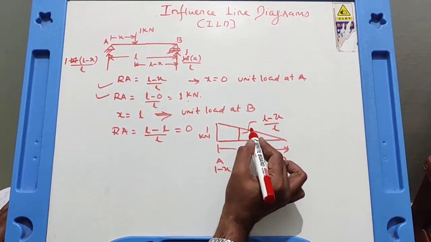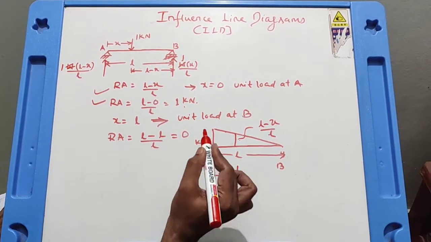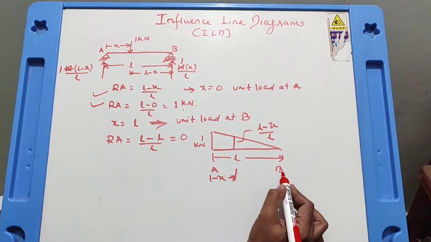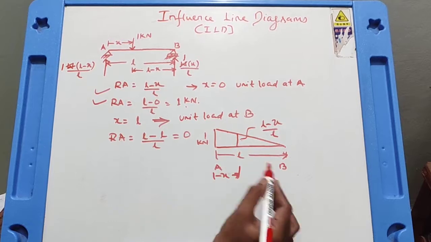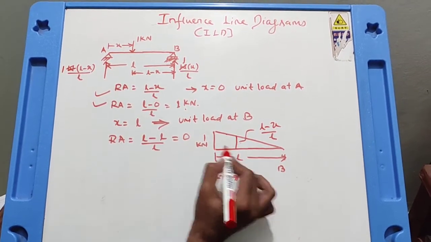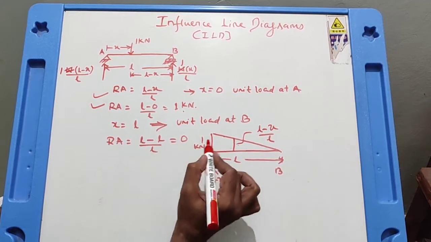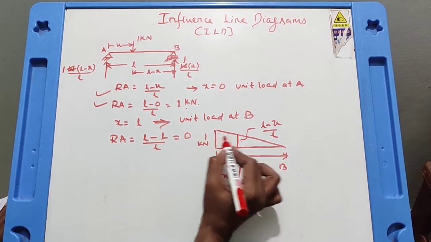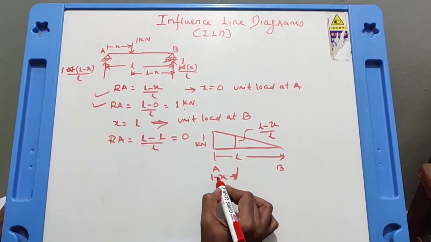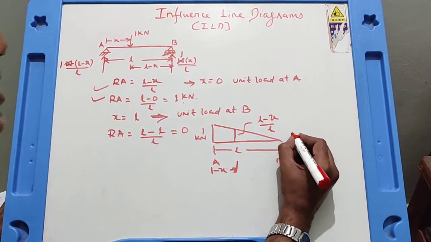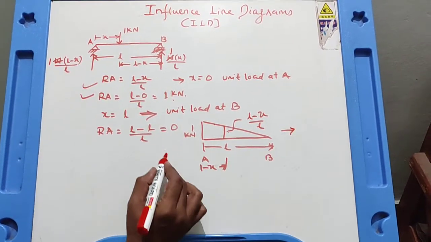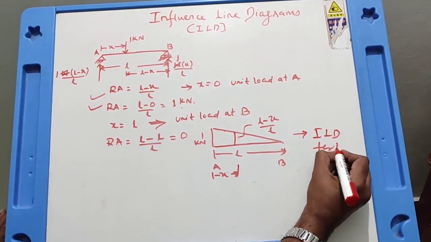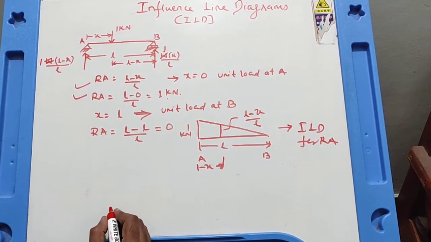And this diagram represents only reaction at A, but for various positions of the unit load. That means when the unit load starts moving from A to B, the reaction at A will be like this. When the unit load is at A, reaction at A is equal to 1 kilonewton. When the unit load is at B, it is reaction at A only, not reaction at B. So it's all about reaction at A. When the unit load is at B, reaction is 0. When the unit load is at a distance x, the reaction is L minus x upon L. So this diagram gives the influence of the unit load for the reaction at A. That is why it is called the influence line diagram for reaction at A.